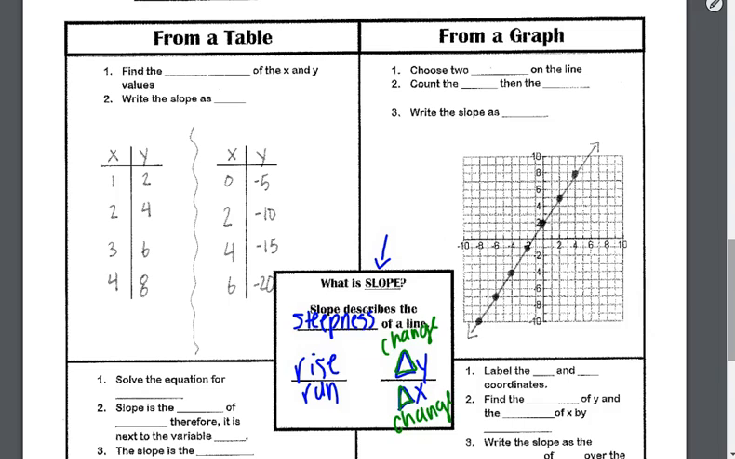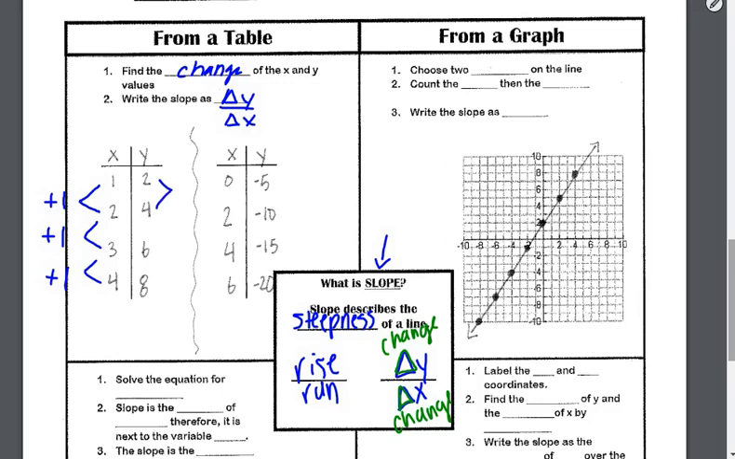So to find slope from a table, the first thing we need to do is find the change of the x and y values, and then write slope as your change in y over your change in x. So if we look at x, how much are we changing by as we go from 1 to 2? Well, we're changing by a positive 1. We're adding 1. From 2 to 3, add 1. From 3 to 4, add 1.